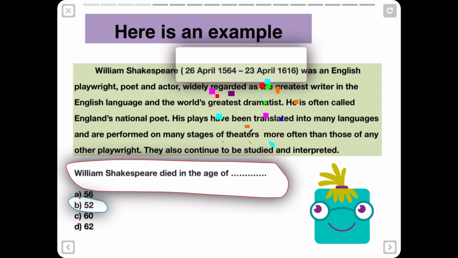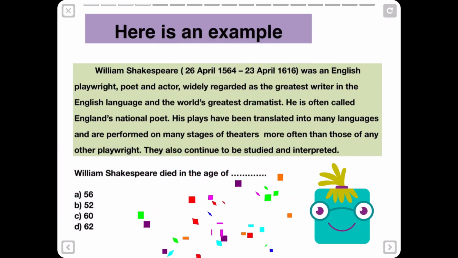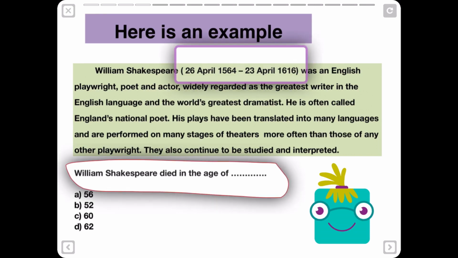So here in the passage, they give the question, William Shakespeare died at the age of. We want to know how old William Shakespeare was when he died, okay? So here in the passage, they give us the date of his birth and the date of his death. He was born in 1564 and died in 1616. So we're going to calculate his age, and we're going to find that he was 52 years old.